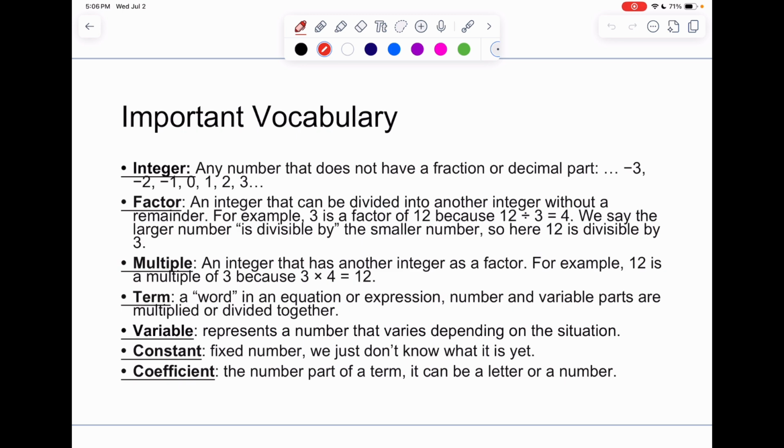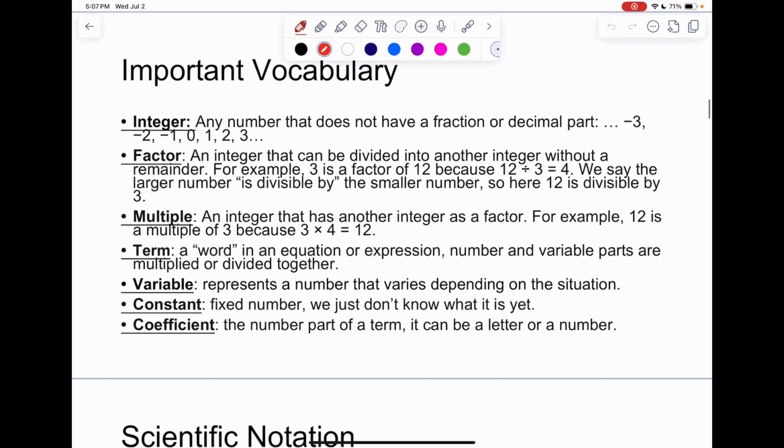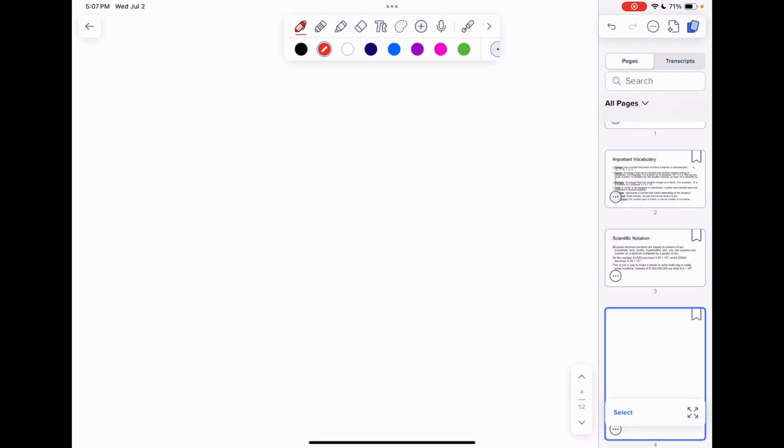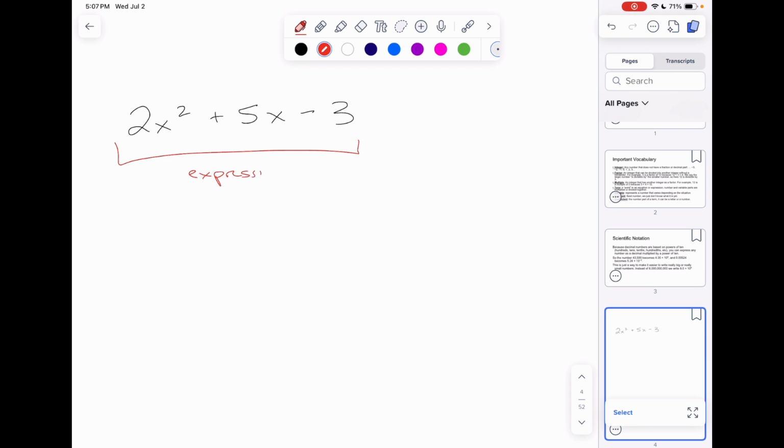I want to talk a little bit about terms, variables, constants, and coefficients. And in order to do that, I'm going to use an example. In fact, let me add a little page here so I can have plenty to write upon. Say we were to take this expression, 2x squared plus 5x minus 3. This would be an expression, not an equation. Why? It's an expression because there's no equal sign. There's no way to solve for x here because we don't know what x causes this to be.